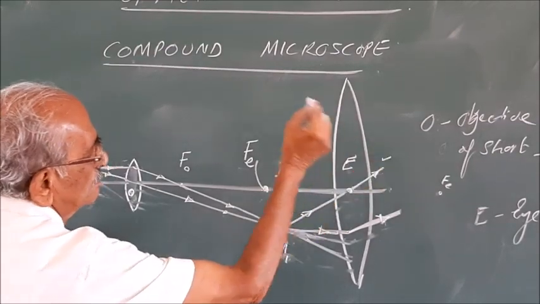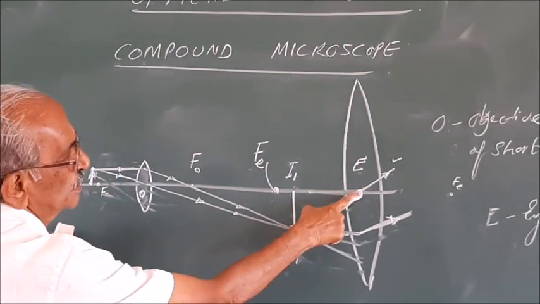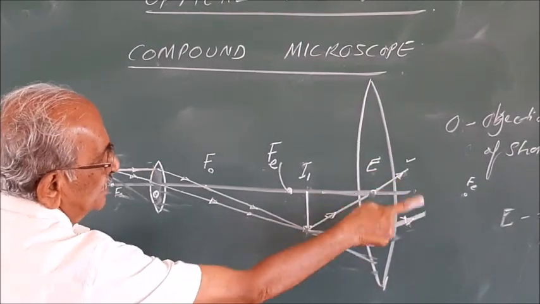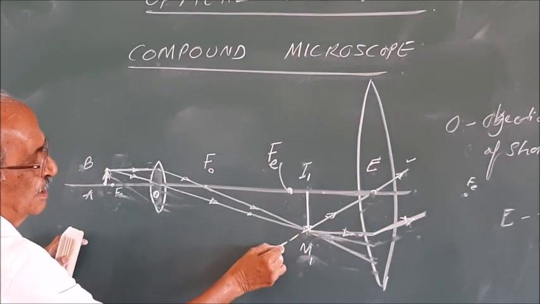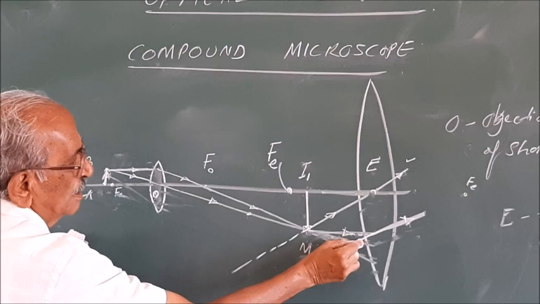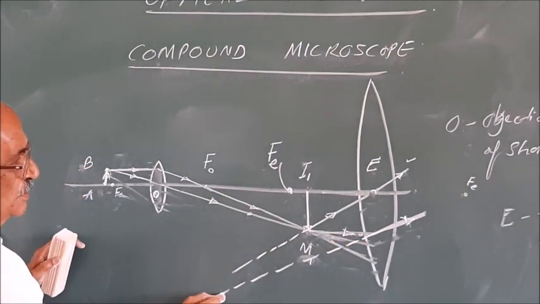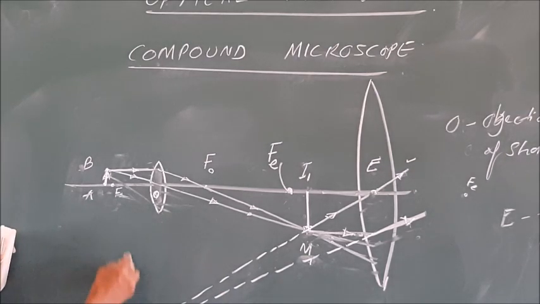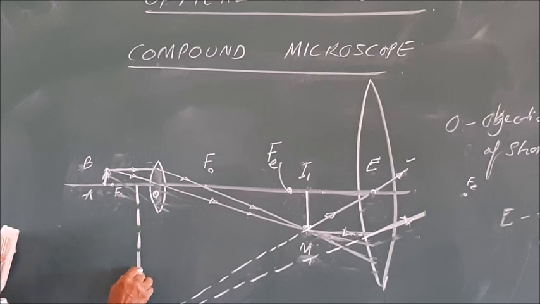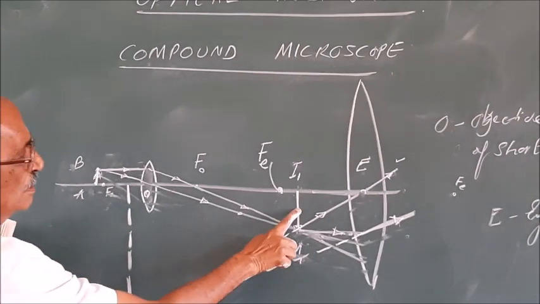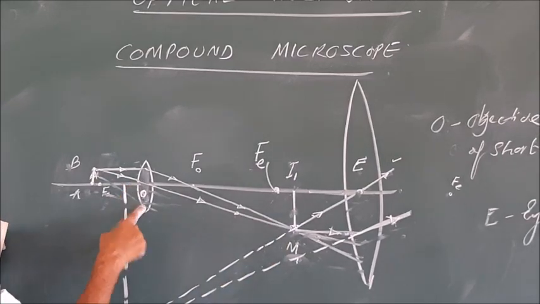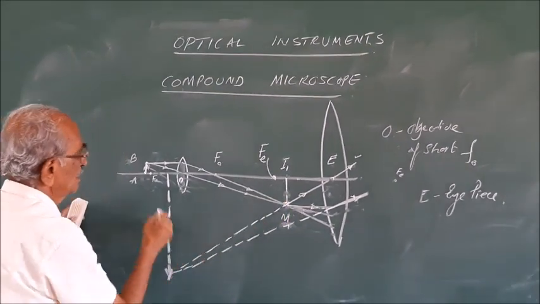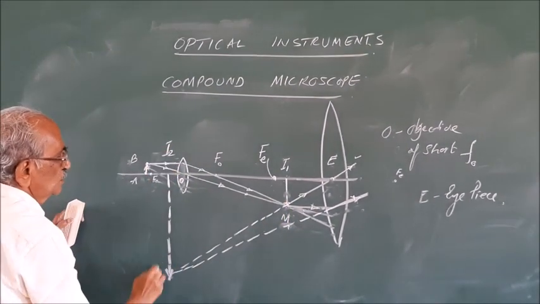I know the path of light going through the optic center is straight, and the path of light parallel to the axis passes through FE. They do not meet on the other side of the lens. Therefore, I produce them back, like this. Now this is where the image is. What was the image for this lens has now become the object for this lens. Now this will produce the image of this here. Now this is I2M2, the final image.